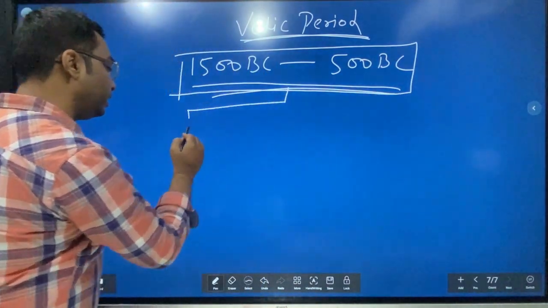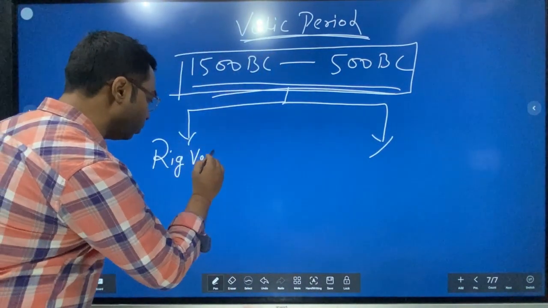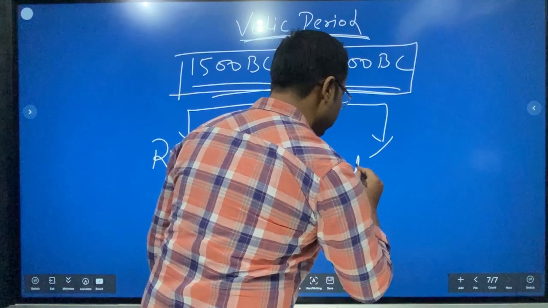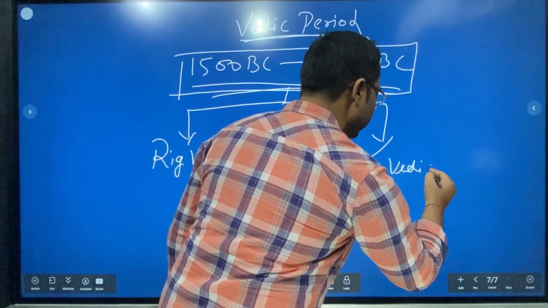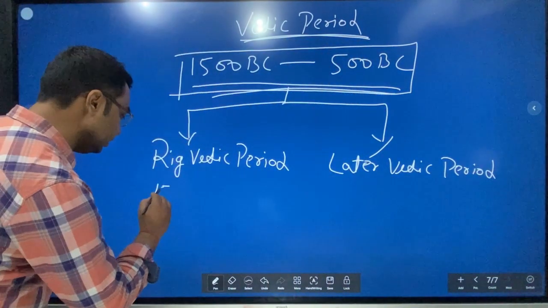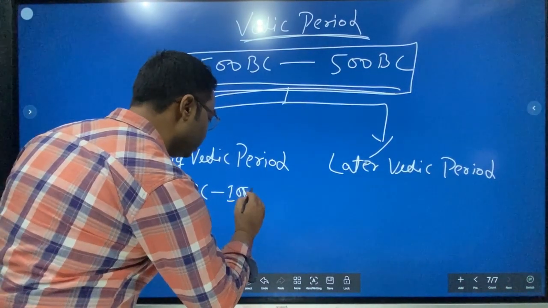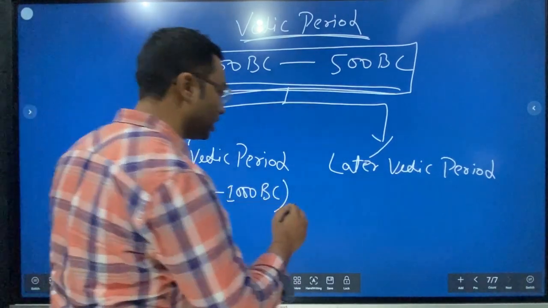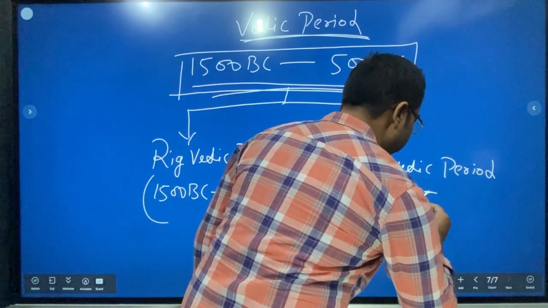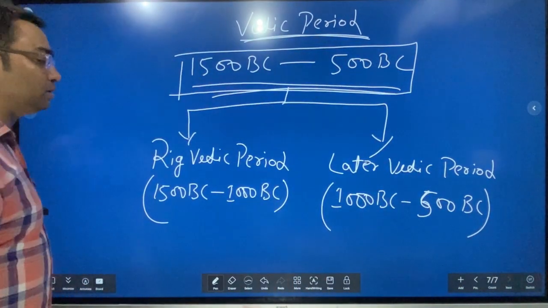But historians have divided it into two parts. The first part is the Rig Vedic period, and the second one is the later Vedic period. The first starts from 1500 BC to approximately 1000 BC, and the second starts from 1000 BC to 600 or 500 BC. This is the timeline.